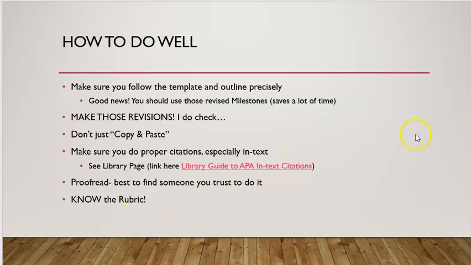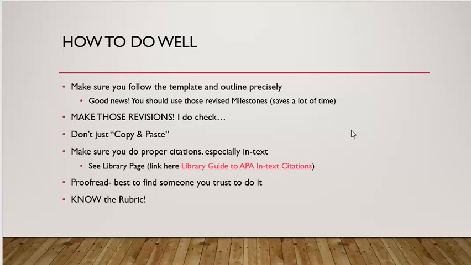So how to do it well? Make sure you follow the template and outline precisely. Please do that. Use the things that I just showed as headers and make sure that it flows together very, very well. You should be able to use a lot of the information you wrote in your milestones to get this put together. Make sure you make the revisions that I suggested to you. I do check those out. Don't just copy and paste your milestones together and say, here you go. That will lack in continuity, and you want to make sure that it reads pretty well and flows all the way through. Make sure to do your proper citations, especially in text.